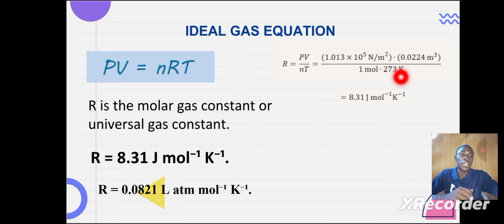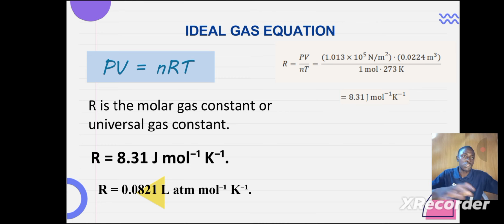And then standard temperature is 273 Kelvin. So once you multiply and divide, you get 8.31 joules per mole per Kelvin. Somebody looking at it may be saying, where is the joules coming from? Yes, using dimensional analysis that we do in science.